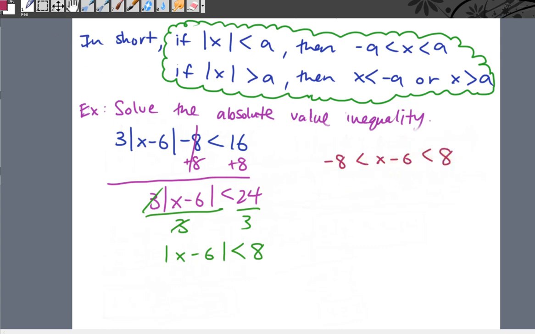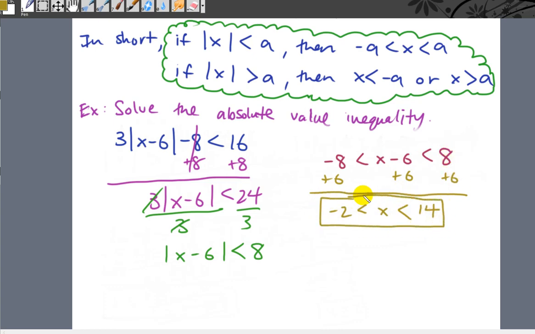And then what we need to do is solve the inequality. So what we can do is add 6 to each of the bounds here. So negative 8 plus 6 is going to be negative 2. This is going to cancel. We have x, and we have 8 plus 6, and that's 14. So what we have is x has to be between negative 2 and 14. Now, let's try another example.